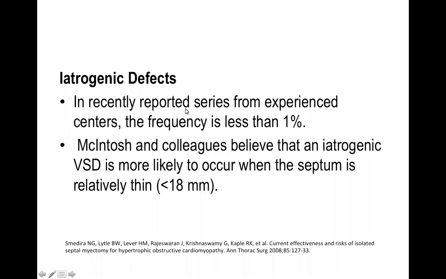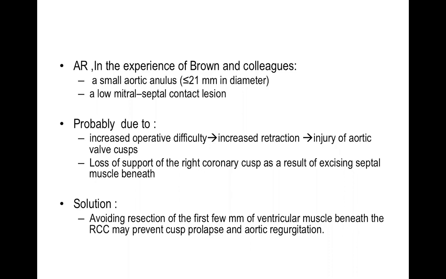For iatrogenic VSD, in a recent reported series from an experienced center, the frequency is less than 1%. McIntosh and colleagues believe that an iatrogenic VSD is more likely if the septum is less than 18 millimeters. In aortic regurgitation, from the experience of Brown and colleagues, causes include a small aortic annulus, less than 21, or a low mitral septal contact lesion.